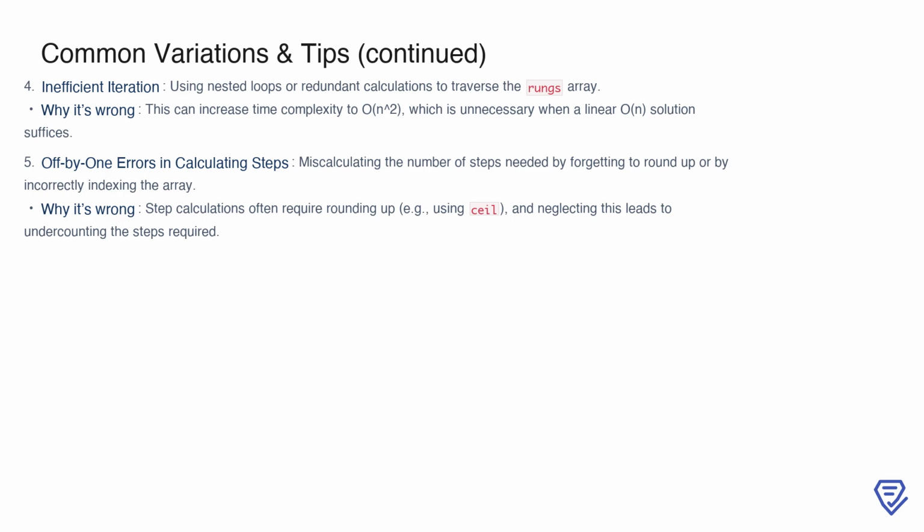Additionally, there's the risk of making off-by-one errors when calculating the required steps. This often happens when rounding up is overlooked or when the indexing of the array is mishandled. Calculating steps accurately requires careful attention, especially since rounding up ensures you account for partial steps that still contribute to the total effort needed. Small errors like this can derail an otherwise correct solution, so precision is critical here.